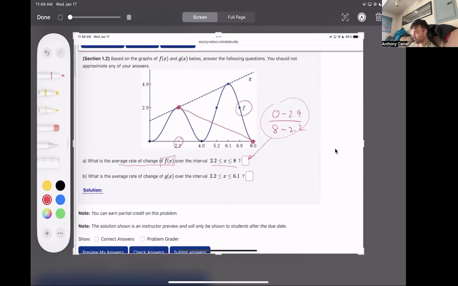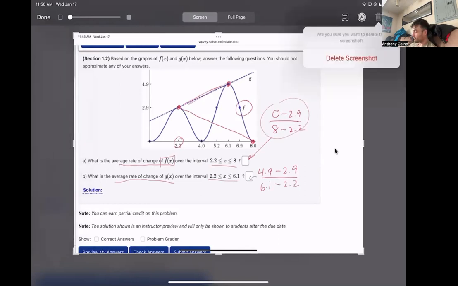So don't sweat it. What's the average rate of change of G over this interval? G is a line. You just have to figure out the slope. And conveniently, we know these two numbers, so you should figure out that slope. Okay, let's just write it down: final y value minus initial y value over final x value minus initial x value. So enter that in here. That should do it.